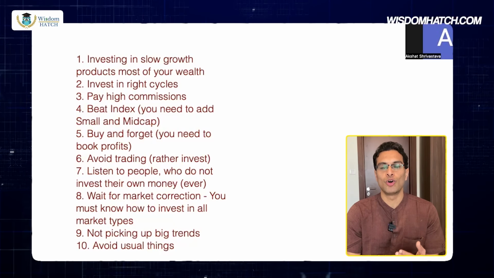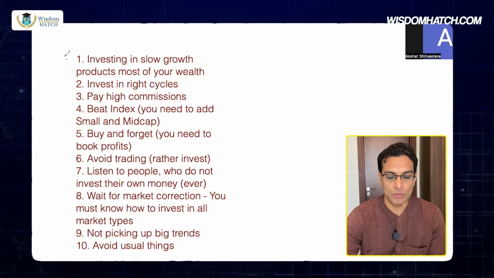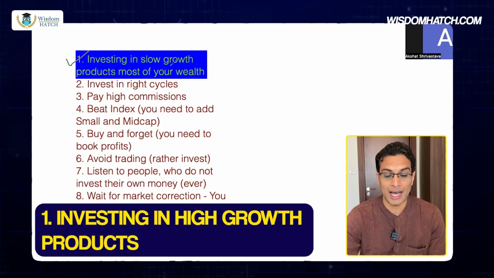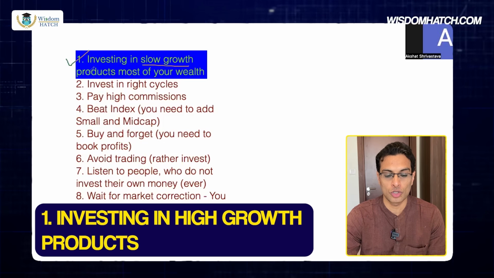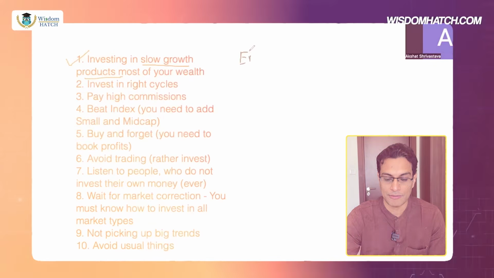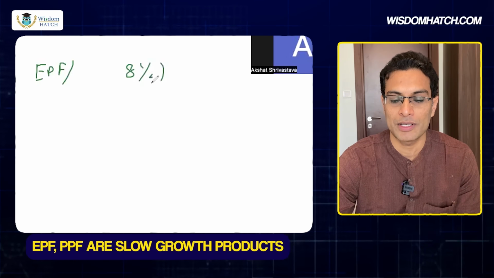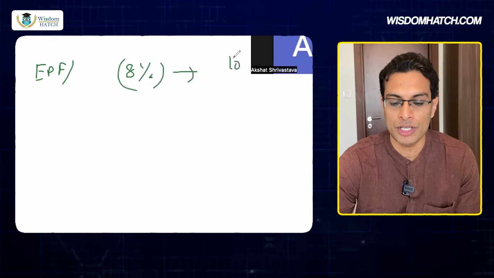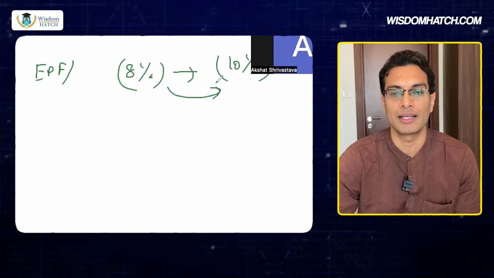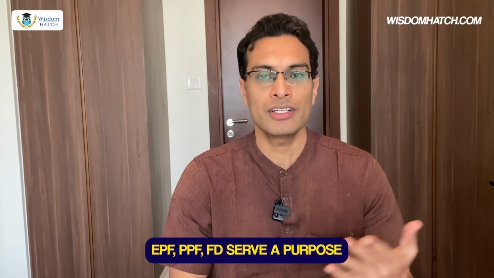So the first key rule of growing your money fast is that most of your investment should be in high growth products, not slow growth products. For example, EPF, PPF are slow growth products. They are growing your wealth at 8% after tax, and you're losing your money to inflation at least 10%. It does not make any sense. It's fine, EPF, PPF also serve a purpose. FDs also serve a purpose. I'm not saying that these instruments are bad. I'm giving you a mathematical equation.